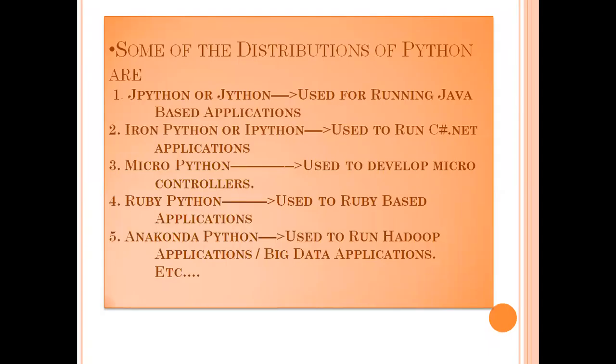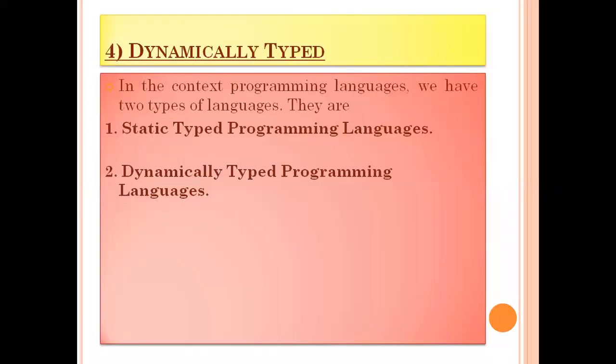Some of the distributions I'm mentioning here: Jython. Why do they use it? They use it for running Java-based applications. Then IronPython. What is it used for? That is for C#/.NET applications. Now, MicroPython is used to develop for microcontrollers. Ruby Python is used for Ruby-based applications. Anaconda Python is used to run Hadoop applications, that means big data applications. So I've mentioned some of the distributions of Python.